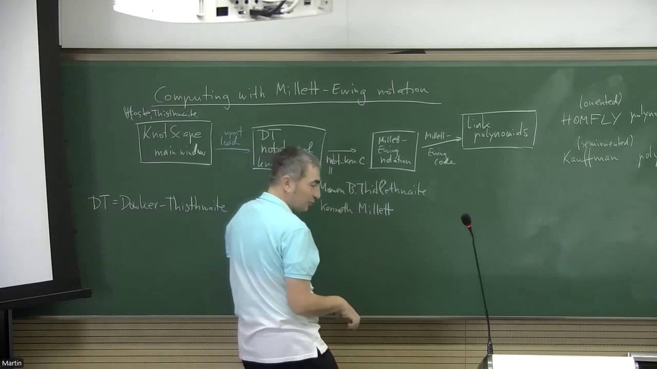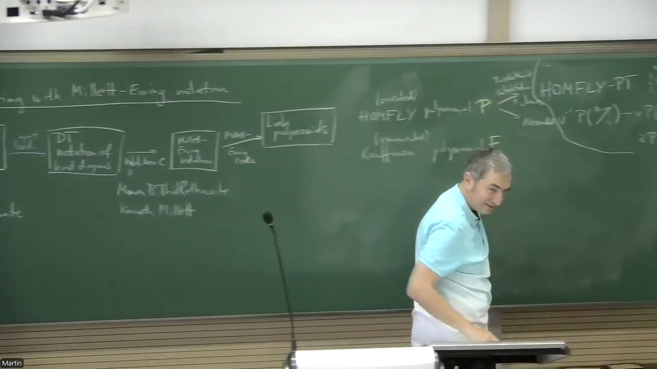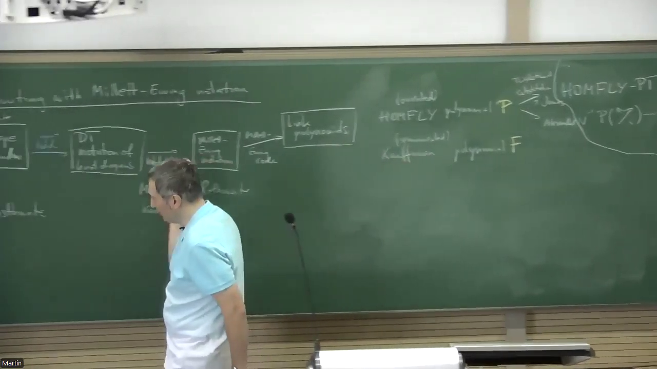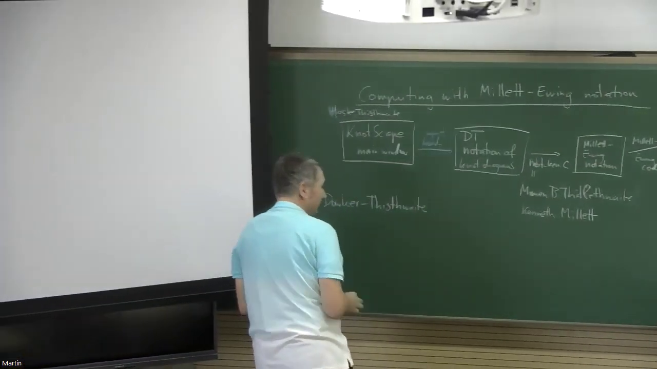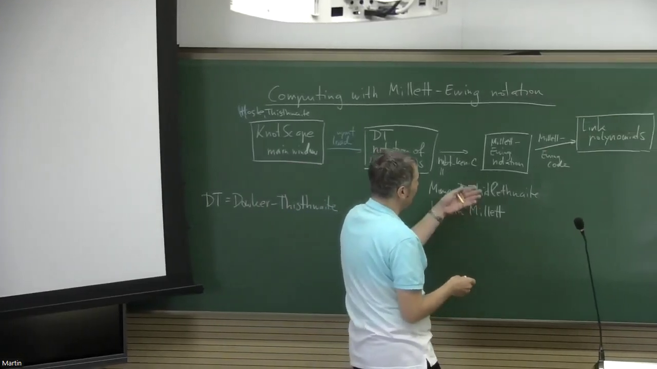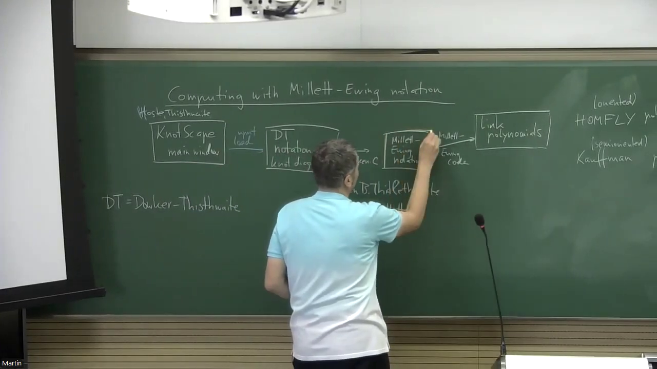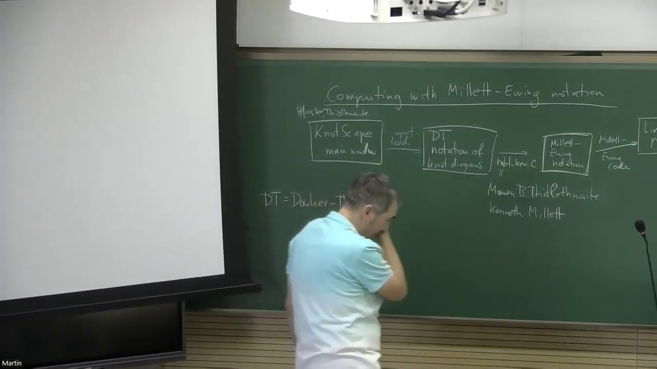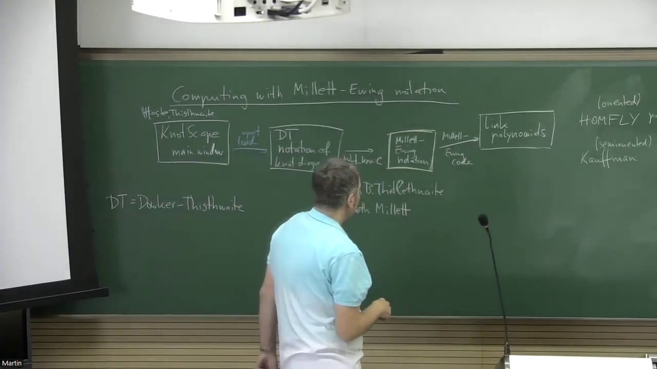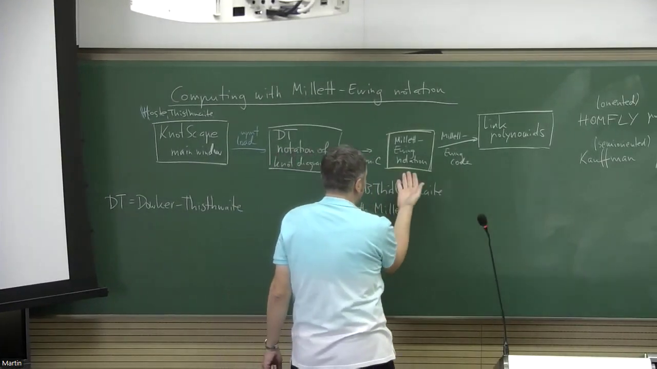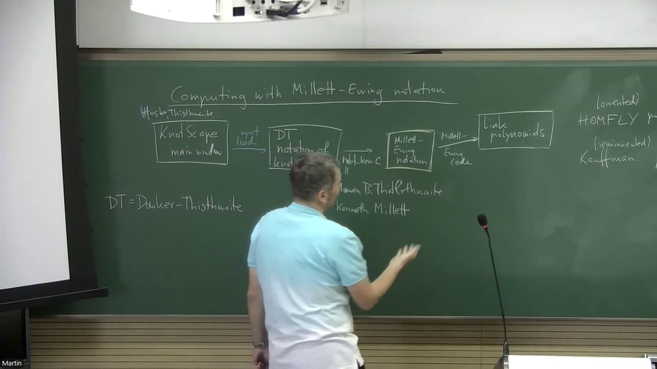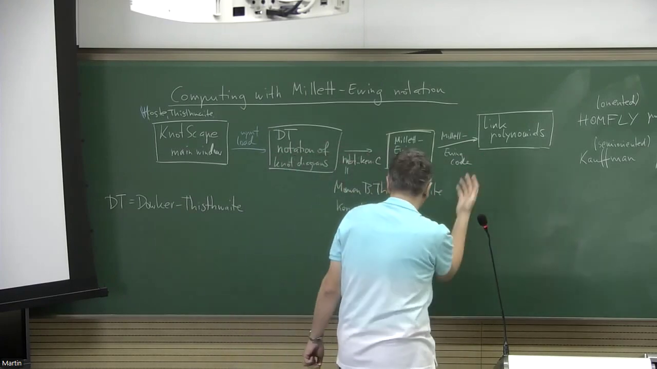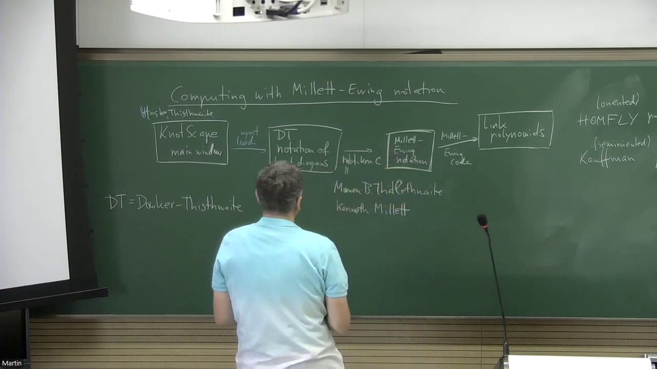So this is where the name of this tool comes from. Of course, you do not see this, but I explained that this is being done in order to provide the context for the use of the Millett-Ewing notation in Knotscape. So this notation was invented by Millett and Ewing in order to write code for calculating the link polynomials that can also be used in Knotscape.